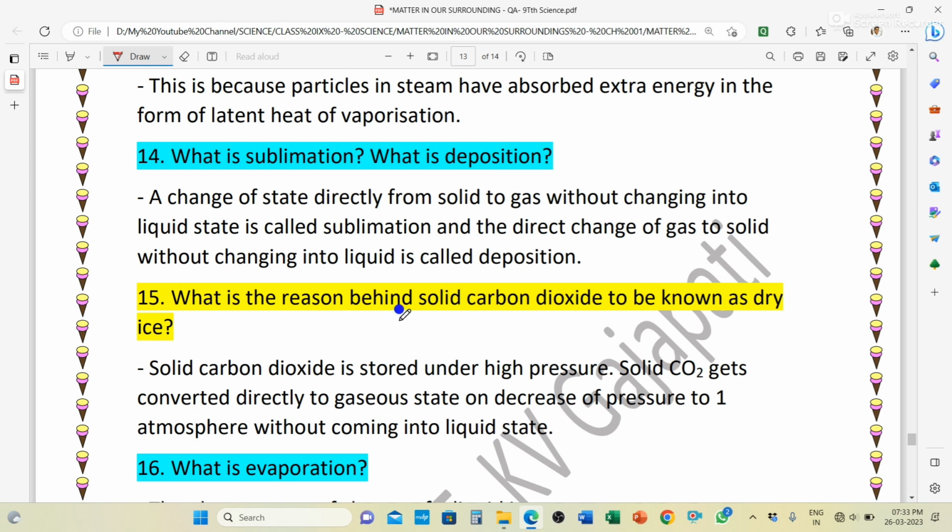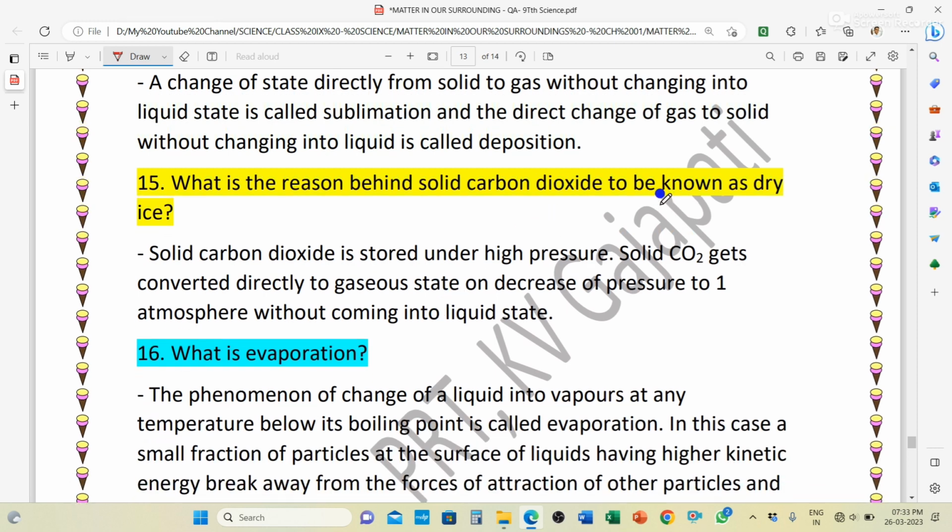What is the reason behind solid carbon dioxide being known as dry ice? Solid carbon dioxide is also called dry ice. Why? Because it is stored under high pressure. Solid carbon dioxide gets converted directly to gaseous state on decrease of pressure to 1 atmosphere without coming into liquid state. That's why we have to keep them under high pressure. Otherwise, it will become gas directly from solid. It will not go through the liquid state. So it is called dry ice.